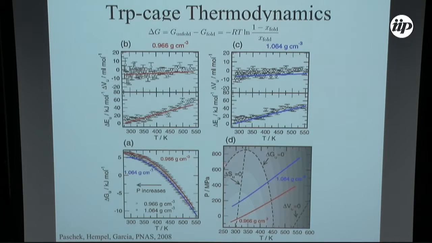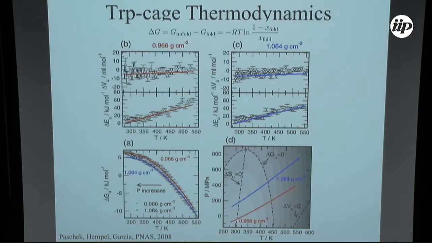Now, let me do the second experiment that he mentioned. I pressurize the system, and now I cool it. I move this way. I cross the boundary: cold denaturation. So you have pressure denaturation and cold denaturation. All it implies is that you have a diagram that has some curvature on it. So you have a cusp. In here, you have this diagram.